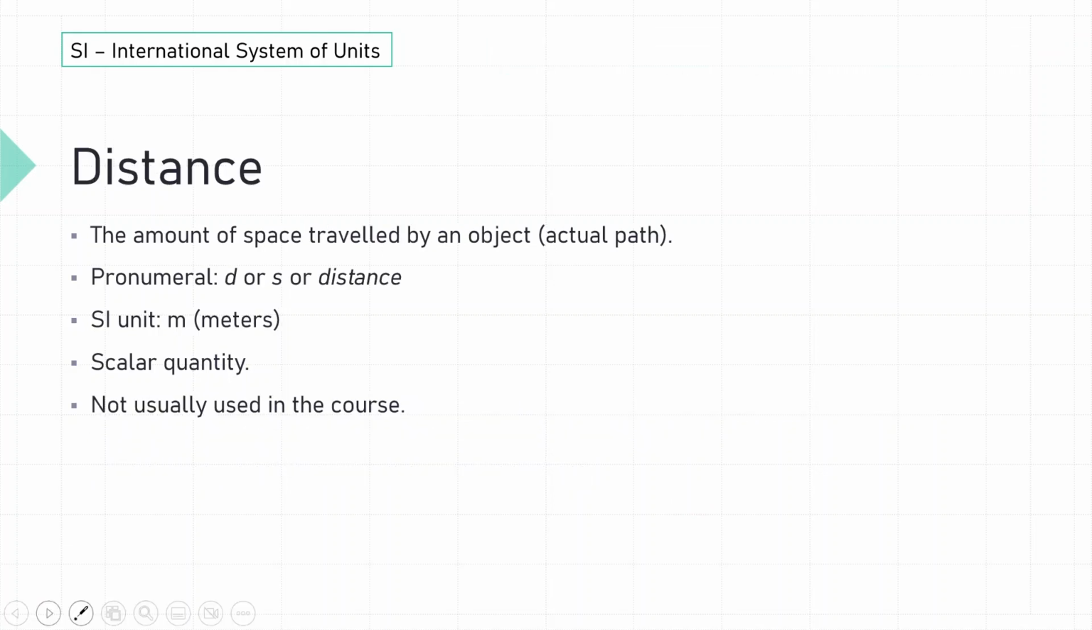We also have distance. Now, this is the amount of space that's traveled by an object, and we use this term called actual path.